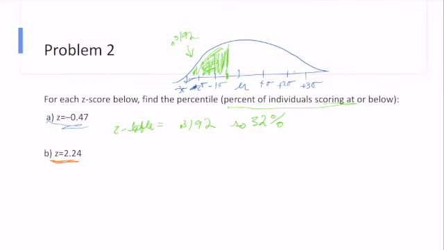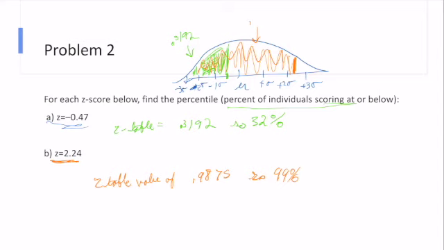Now, let's take a look at when z is 2.24. So I'm right here. I'm going to look up the area in the z-table, and it's going to tell me all of the area with a value less than 2.24 standard deviations. So I go to the z-table, and I get a z-table value of 0.9875. Okay, so I'm going to round that to 99%. That means the area right here, all that's touching, that's orange, is 0.9875.